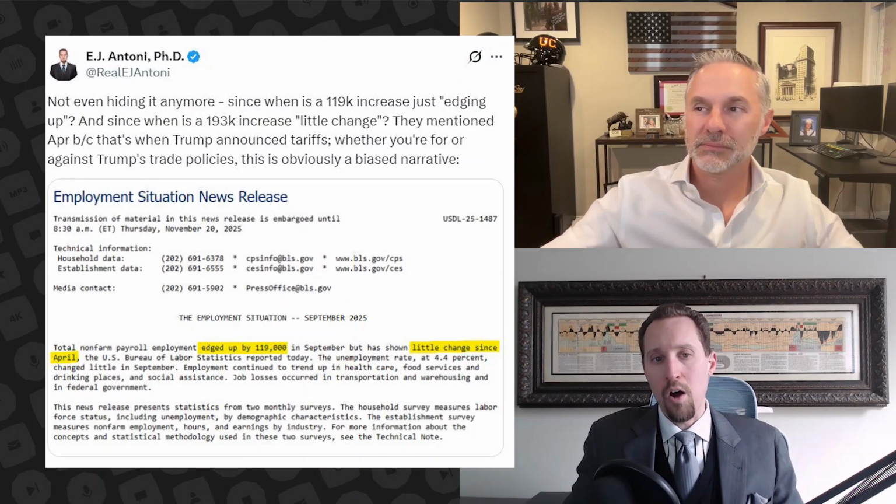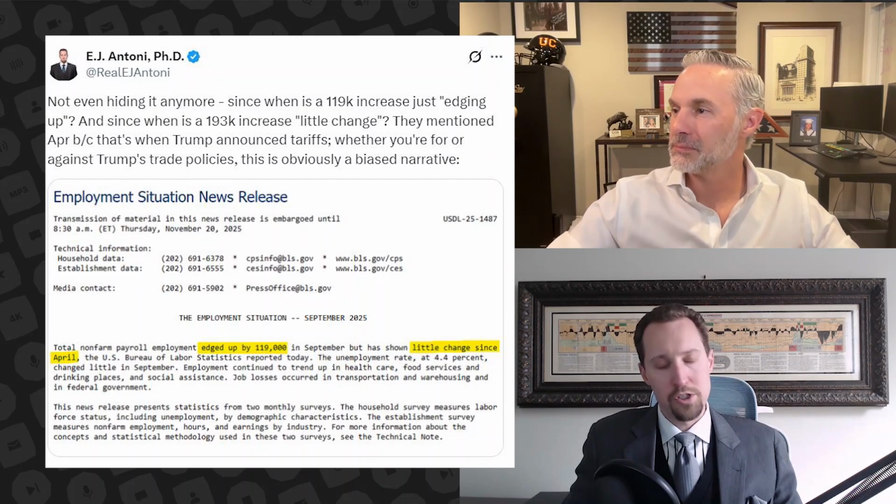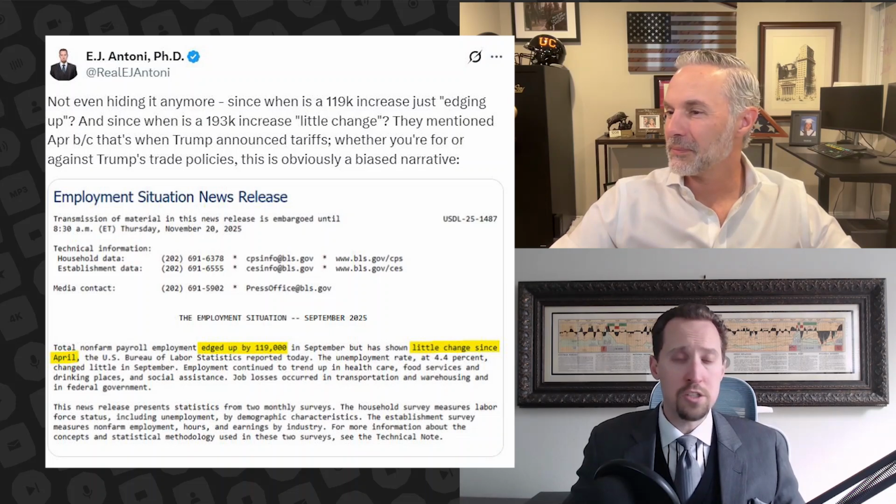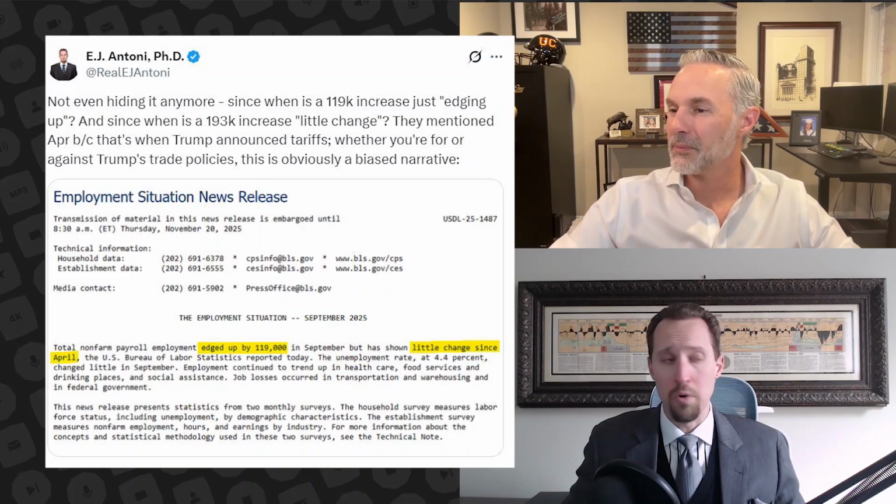And then we say, oh, the non-farm payroll level is little changed since April. Little changed? It's up almost 200,000. How is that a little change? Yeah, and again, why is it since April? Why not since January? Why not since June? Why'd you pick the month of April?